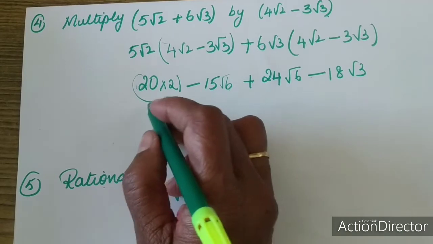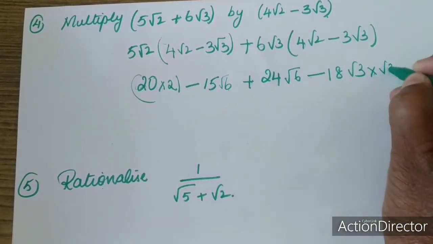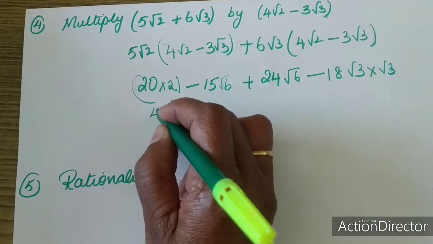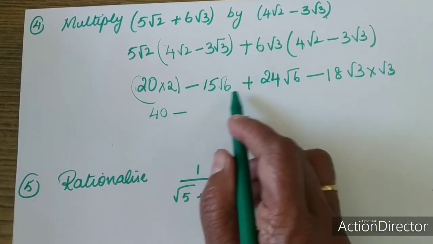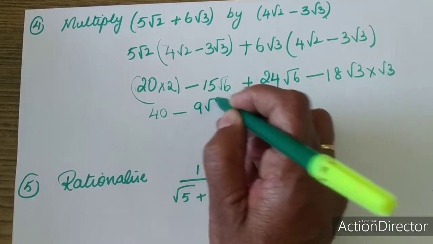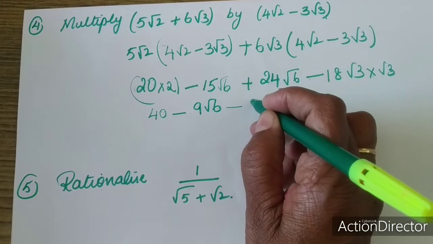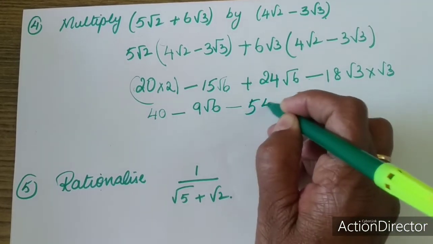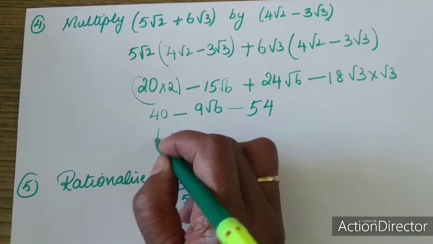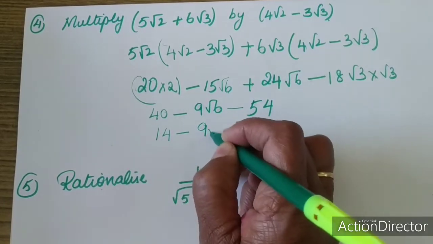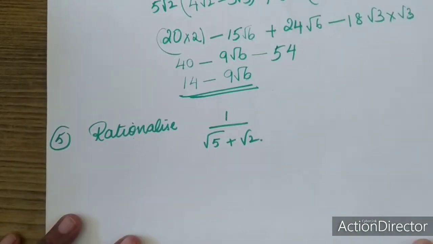So this is 6 3s are 18 root 3 into root 3. So 20 2s are 40, minus 24 minus 15 is 9 root 6, minus 18 into 3 is 54. So 40 minus 54 is minus 14, minus 9 root 6. So this is your answer.